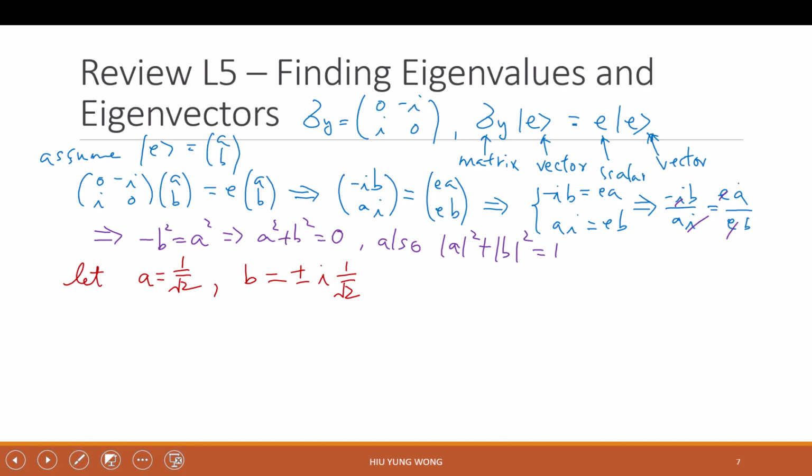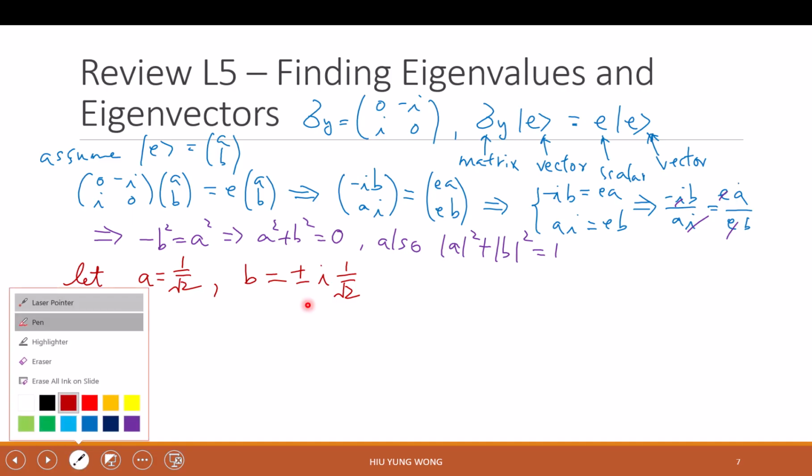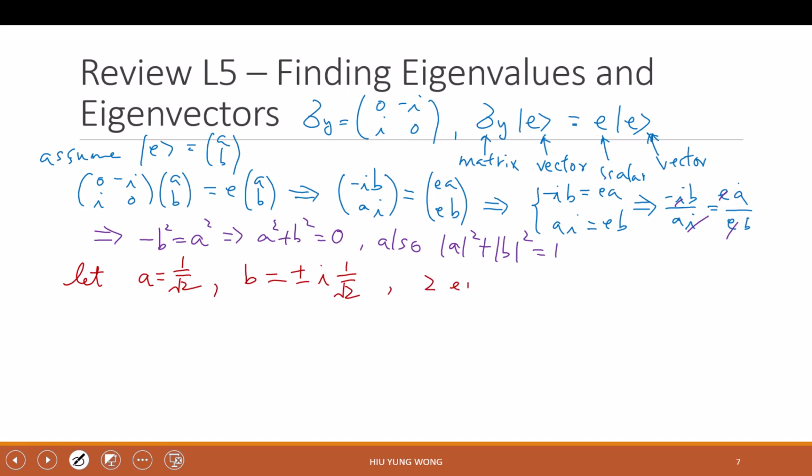So with this, then I got two vectors, okay? So I have two eigenvectors. What are they? 1 over square root 2, 1 times I, and 1 over square root 2, 1 times negative I. Right? Because this is A. A is 1 over square root 2. And this is B. This is either 1 over square root 2 times I or negative 1 over square root 2 times I. Is that okay?